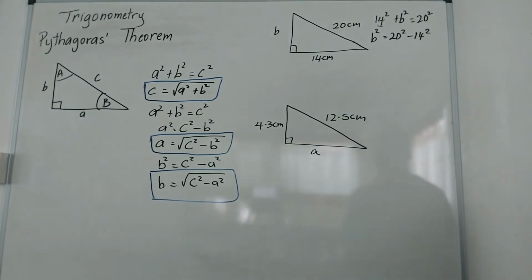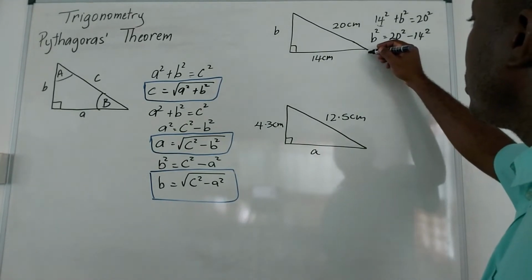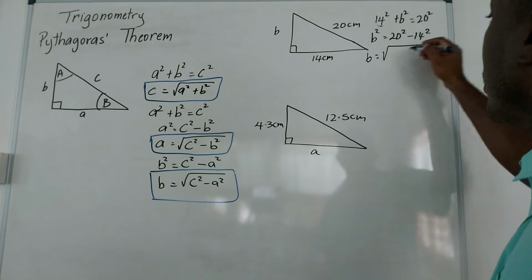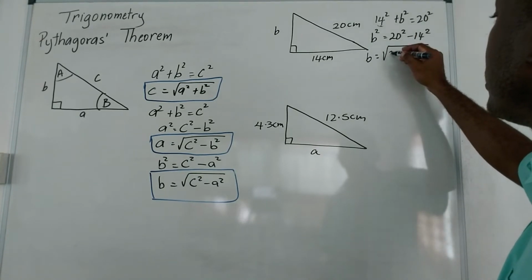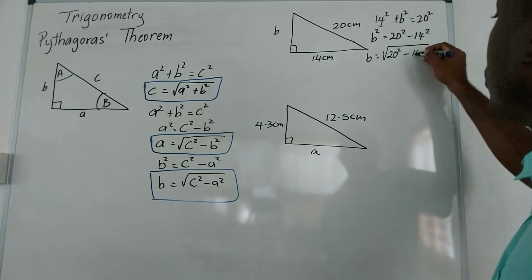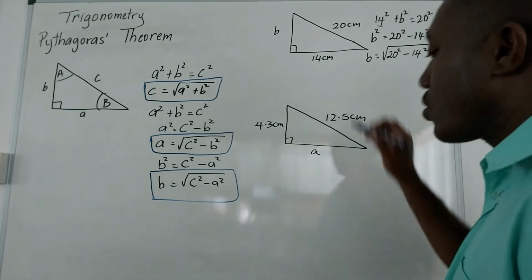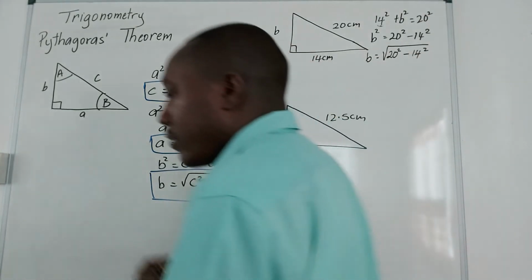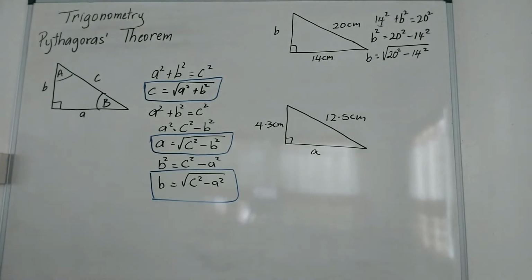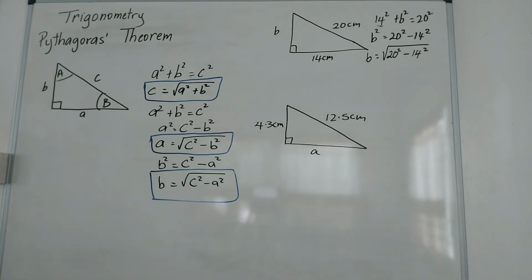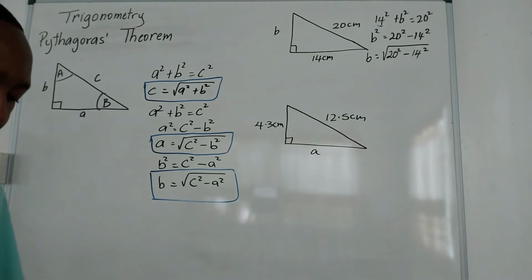Alright? So now to find b will be equal to the square root of 20 squared minus 14 squared. So let's work that out. 20 squared will give us what? Find what is 20 squared, find what is 14 squared, find the difference, and then find the square root. So pause the video, do that, and then we'll check to see if you have the same answer. So go ahead and do that.